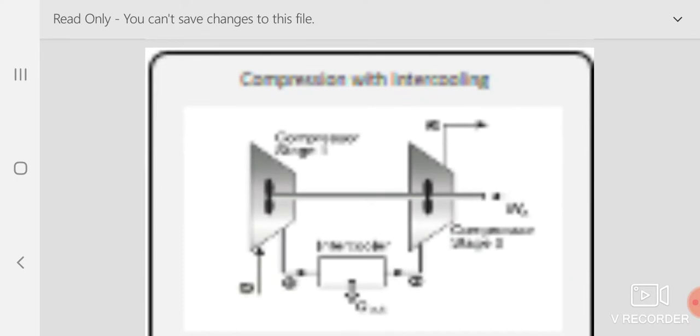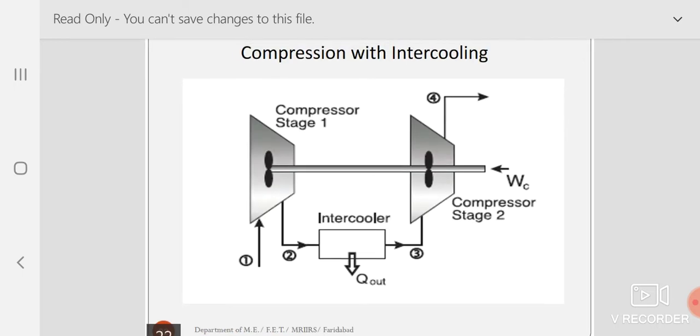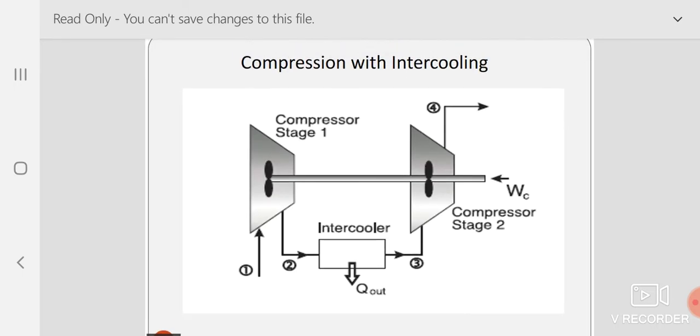Now, we come to the performance enhancing parameters. You can see here is compression with intercooling. There are two compressors, compressor 1 and compressor 2. In between the compressors, there is an intercooler. What is an intercooler? It's a cooler which cools down the compressed gas in between the two compressors.